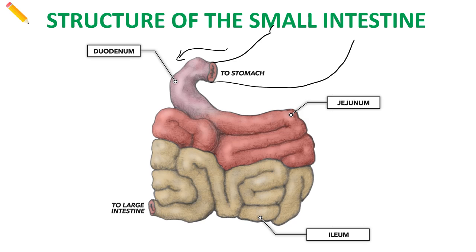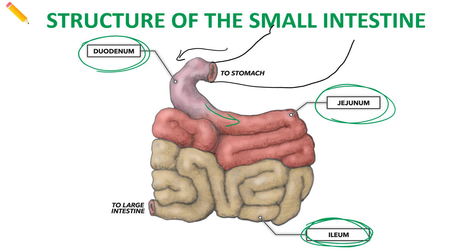So the earliest part where the food reaches is called the duodenum. It's quite small. Then we get to the jejunum, which makes up about almost half. And then we get to the ileum, which makes up the other half. And then once the food passes through the small intestine, we go to the large intestine.